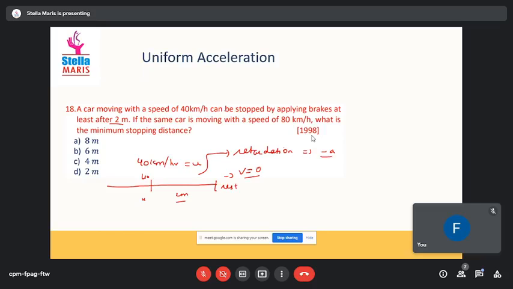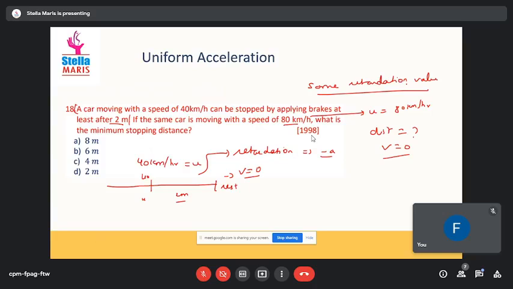They are saying if the same car is moving with 80 km per hour, that is u equals 80 km per hour, what is the minimum stopping distance? They are asking the distance. Of course, the final velocity will be 0. So the common thing between these two cars is the same acceleration, or sorry, the same retardation value.